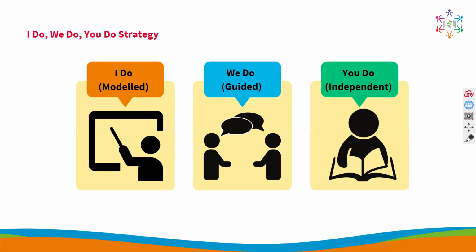Then we have the you do phase, which is the independent phase. In this final phase, the students take full responsibility for applying what they have learned, working independently to demonstrate their understanding. Ask students to design their own experiment to test gravity with objects they find at home or in the classroom. They should predict the outcome, conduct the experiment, and explain their findings to the class either through an oral presentation or written answers.